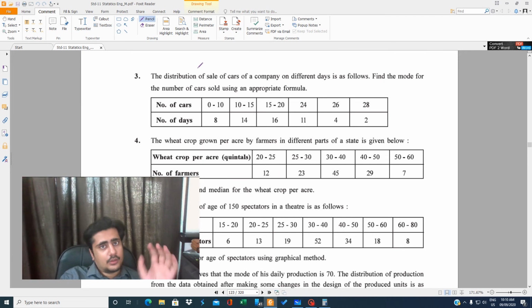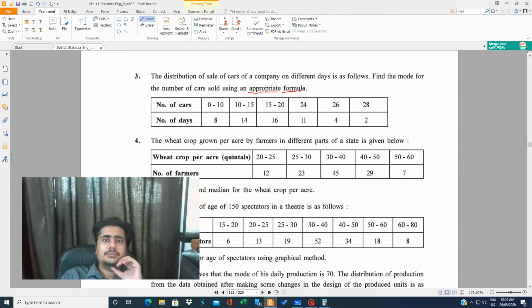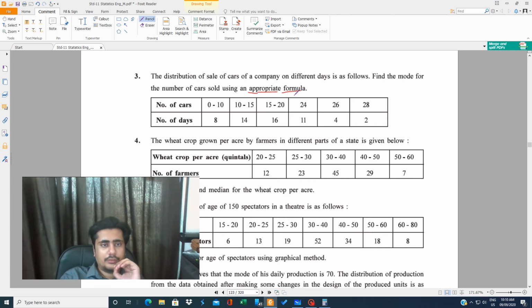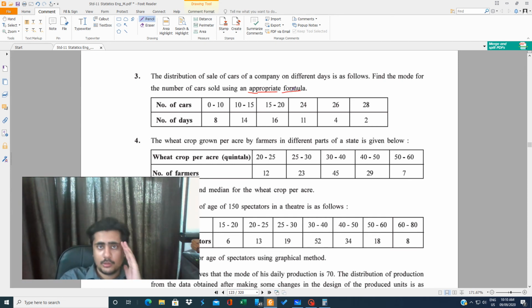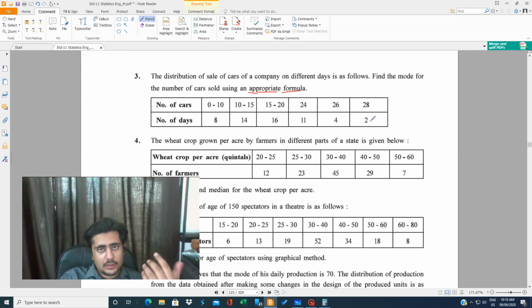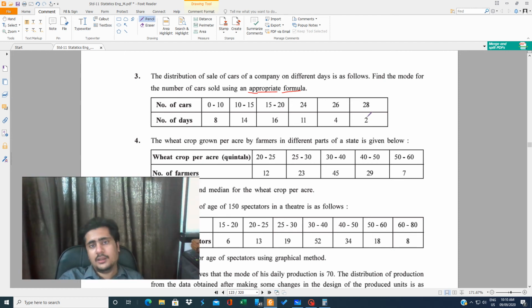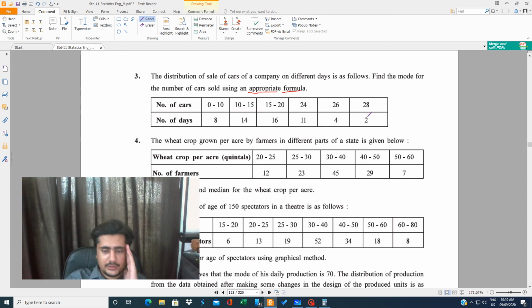just read the question again. The distribution of sale of cars is as follows. Find the mode for the number of cars sold using an appropriate formula. See, they have not told you which formula is to be used, so you have to apply your mind. Here, class length is unequal, so undoubtedly the empirical formula should be used. Got my point, which formula is to be used?